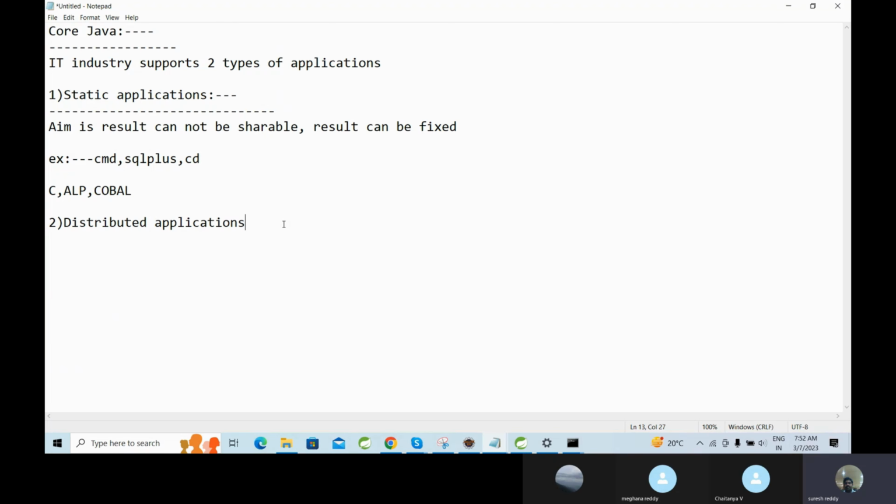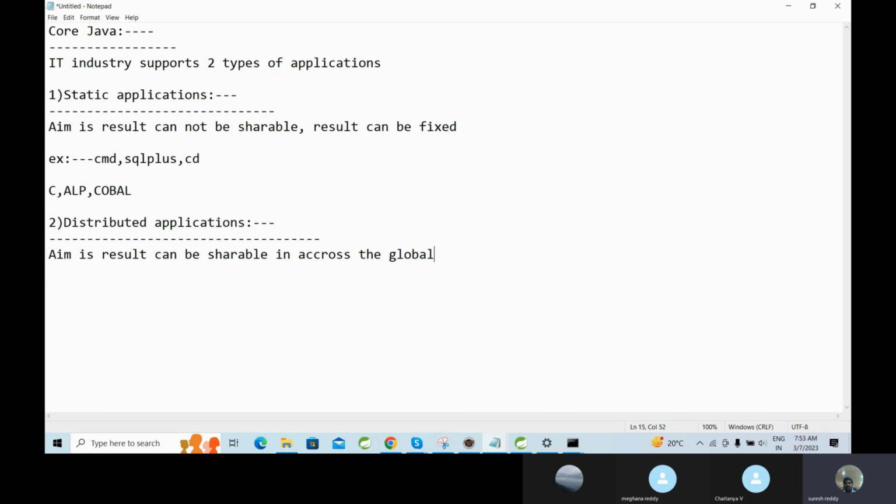Next, coming to distributed applications. The main aim is that the result can be shareable across the globe. The result can be distributed. Those types of applications are known as distributed applications.